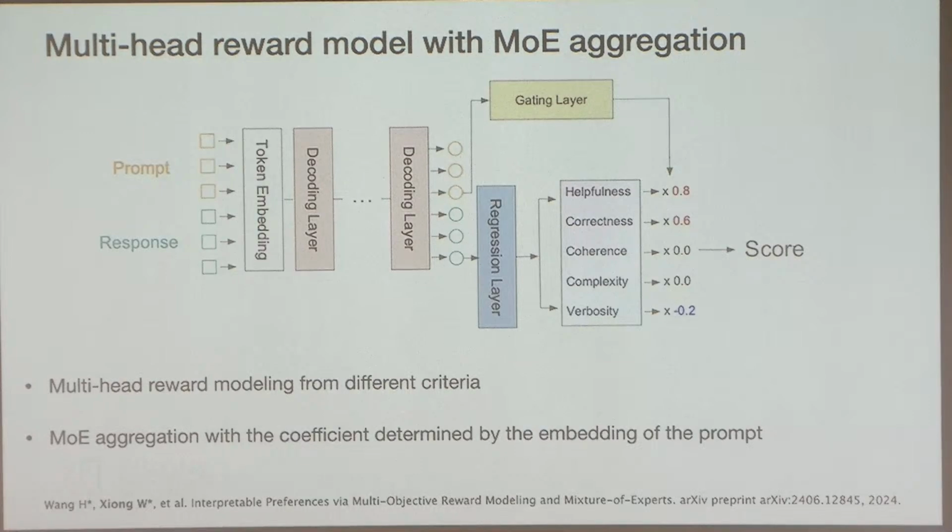So we develop a mixture of expert aggregation. We train a gating layer, and this gating layer takes the embedding of the prompt as the input and decides the coefficients to combine the multi-objective, multi-dimensional score vector. This is because we believe how to combine these attributes depends on the context. If you encounter a prompt that will possibly trigger some unsafe responses, the safety score should be given larger weight. Otherwise, I think helpfulness is more important.